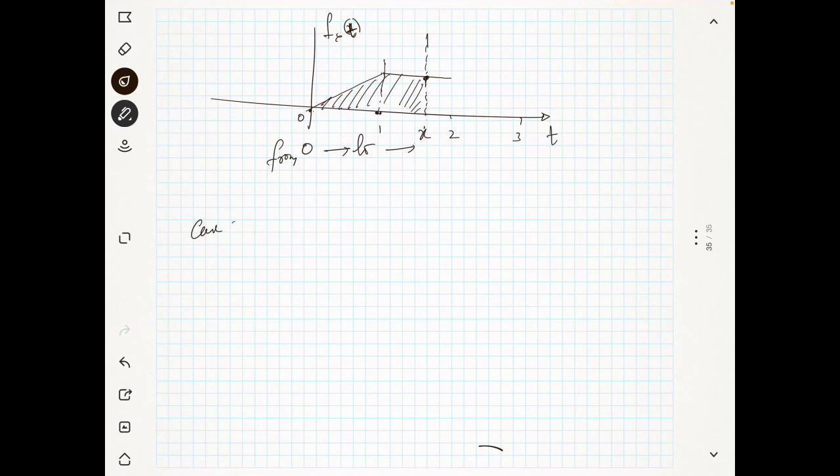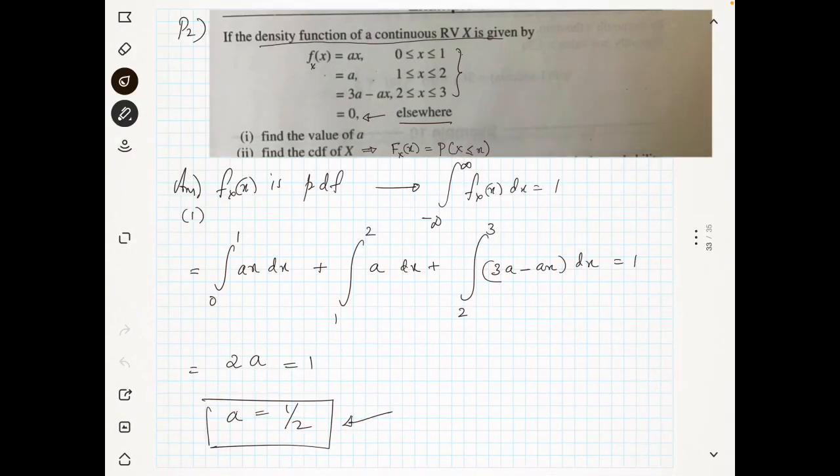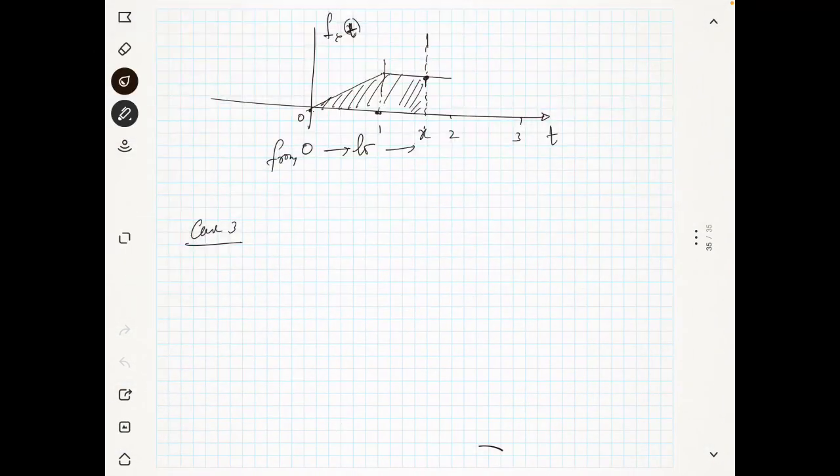Now we have case 3. For case 3, our PDF is not ending here, our PDF has some more to it. That means 3a minus ax. 3a minus ax may look something like this.